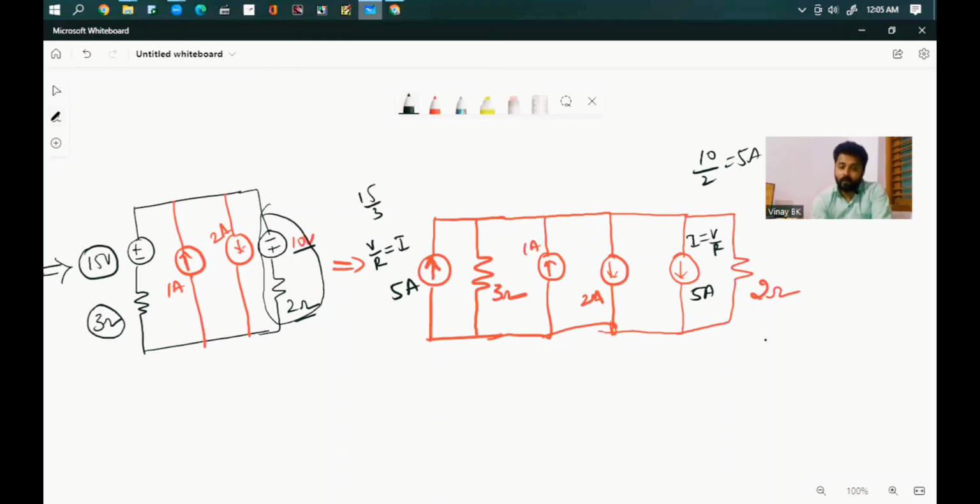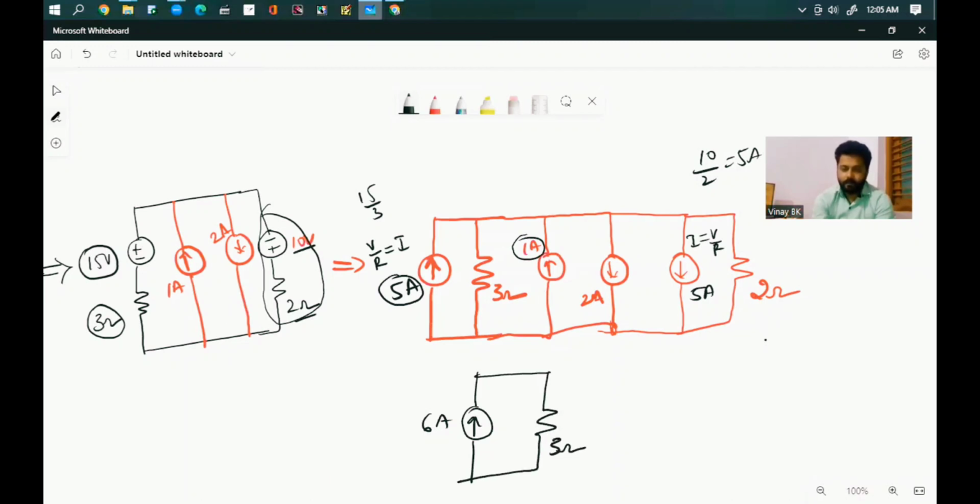See now, I can observe 1 ampere and 5 amperes are flowing in the upward direction. At the same time, 5 amperes and 2 amperes are flowing in the downward direction. So I'll rewrite this as 5 plus 1, 6 amperes flowing upward with respect to the 3 ohm resistor.